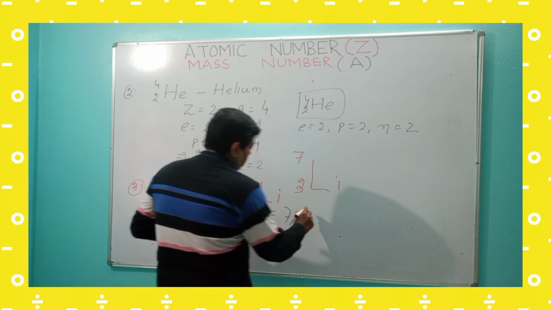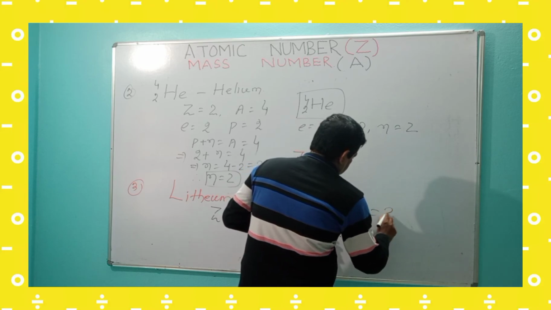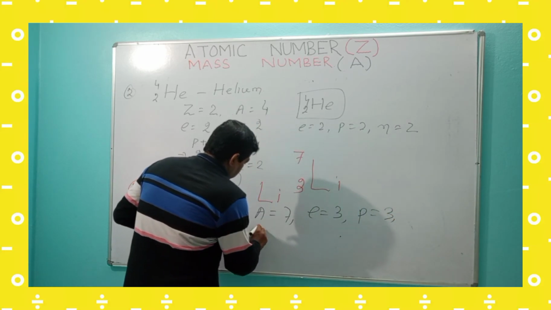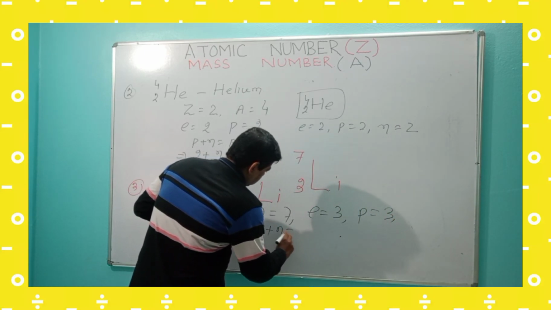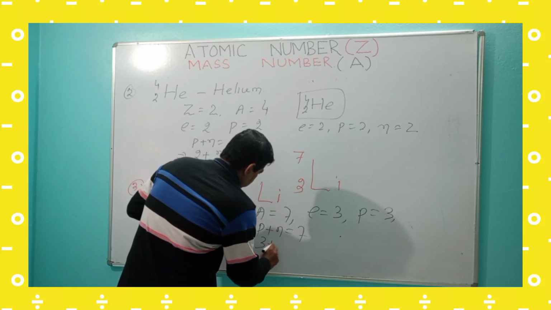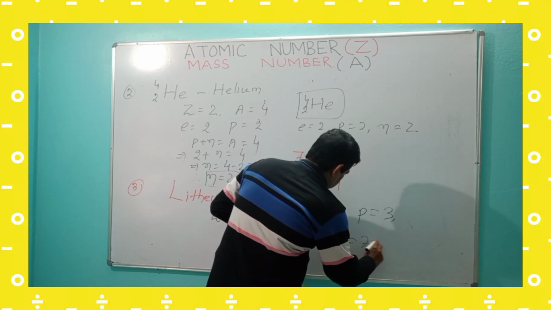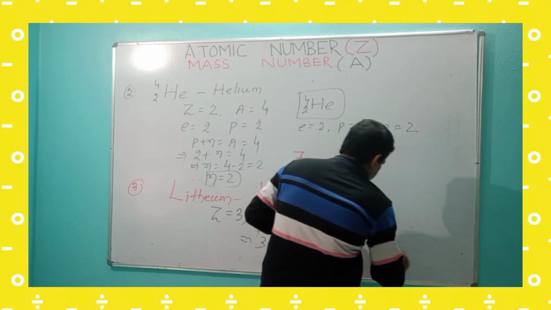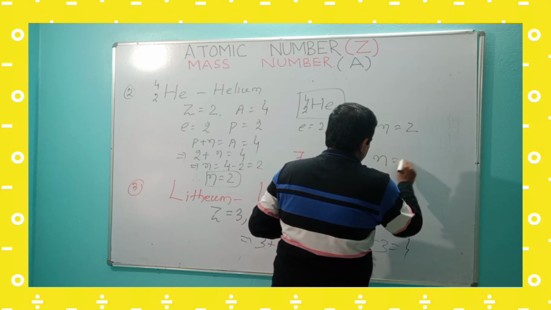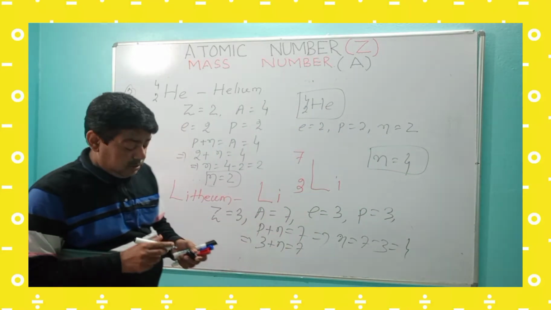So the number of electrons will be 3, and the number of protons is 3. Mass number means protons plus neutrons is equal to 7, and the number of protons is 3. So the number of neutrons n is equal to 7 minus 3, which is 4. Hence the number of neutrons is 4. Understand or not?